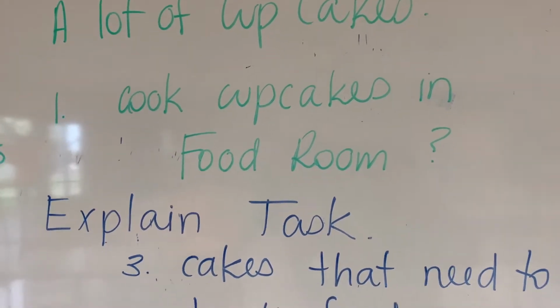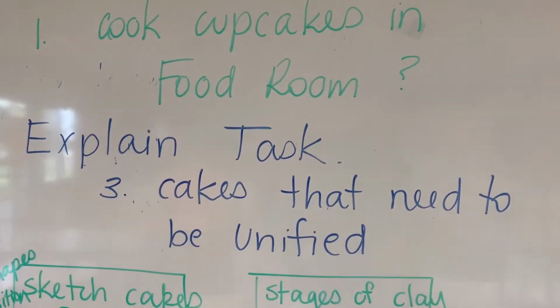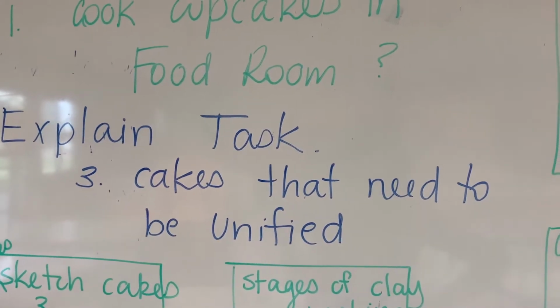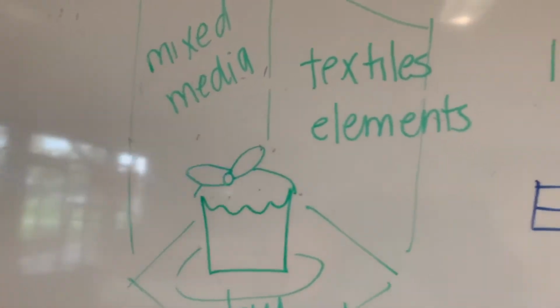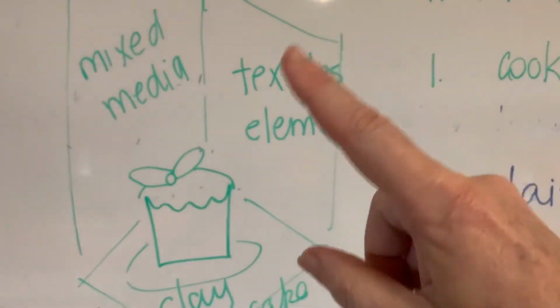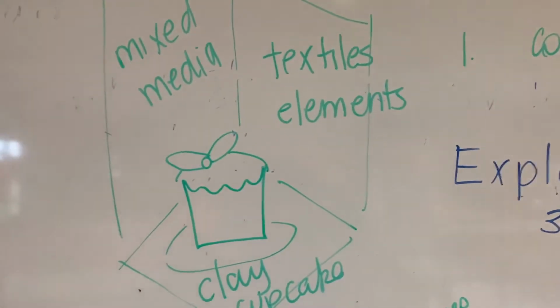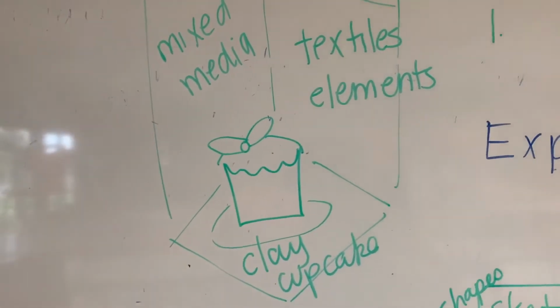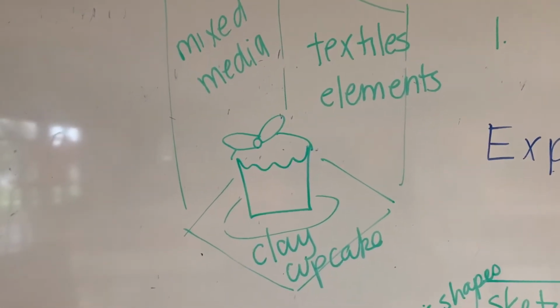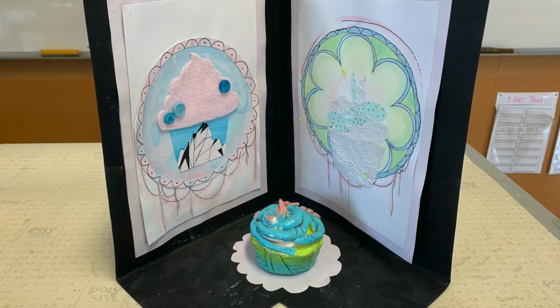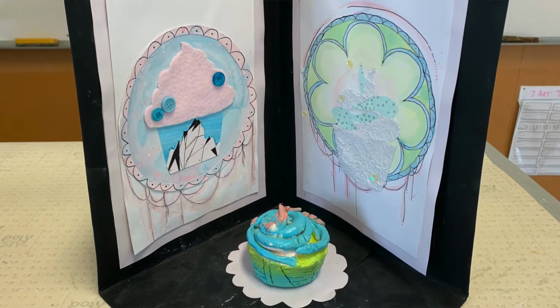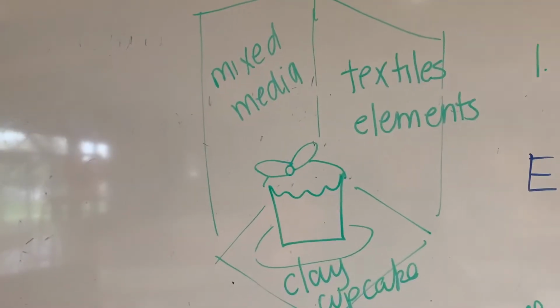What their task is, is that they actually make 3 cakes. So the first one is the clay cake. And then the next one is they're going to make a mixed media cupcake, and then they make a textiles cupcake. Now the textiles and the mixed media are very similar, but I do add the 2 different ones. Otherwise I get paper on everything. So that's why I add the textiles element, and that's an example of how it can be presented.